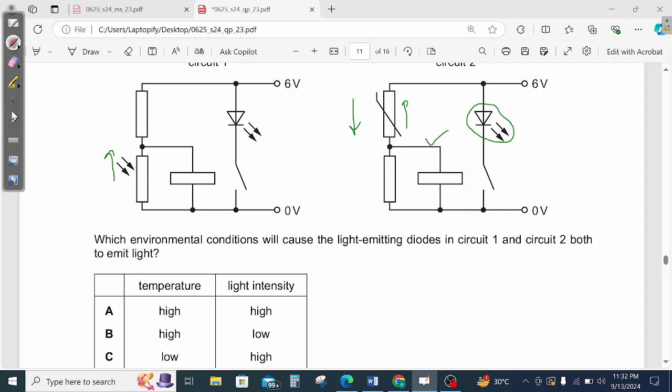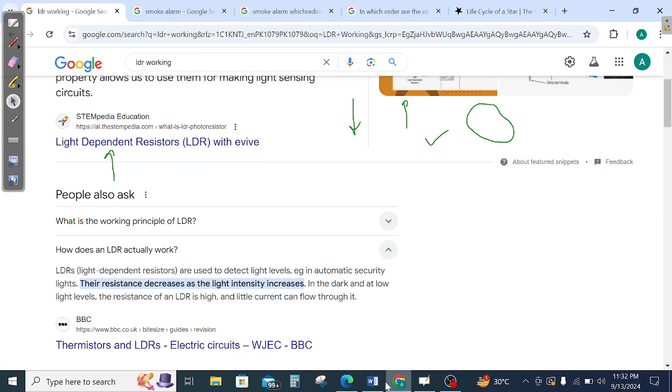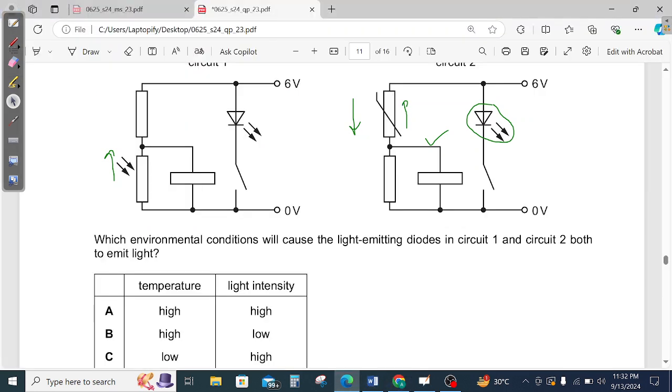what will be its resistance? Resistance decreases, and then the value of R will decrease. So it means when resistance decreases, current will start to flow from this one, and current will not flow through the relay. So as a result, it will not work and LED will not start to work. So your A option will be wrong.